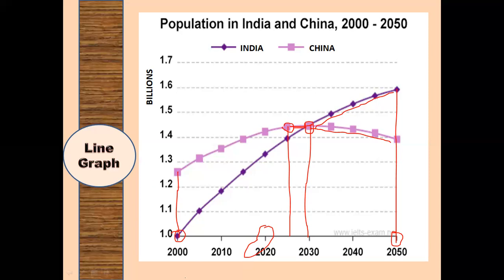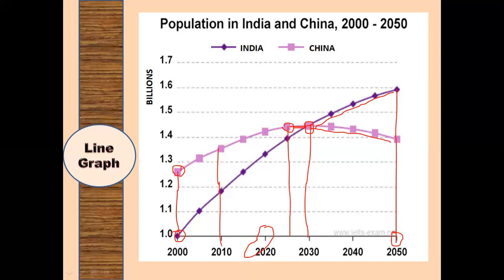Now come to the question: what is the population of China in 2000? In 2000, it is 1.25. And what is India's in 2000? This is 1 billion. So this is the difference. It is increasing. Now you can see here in 2010, what will be the population of China? It is 1.35, while India's will be less than 1.2. So what is the difference between China's population and India's population?